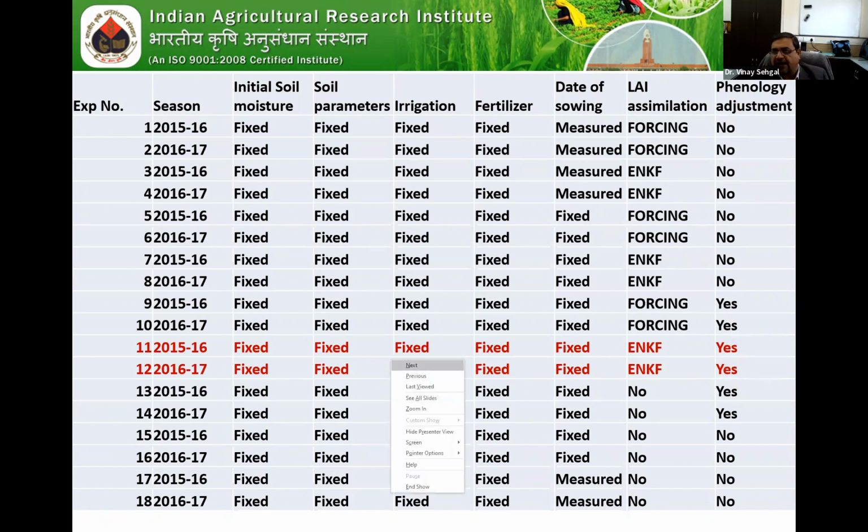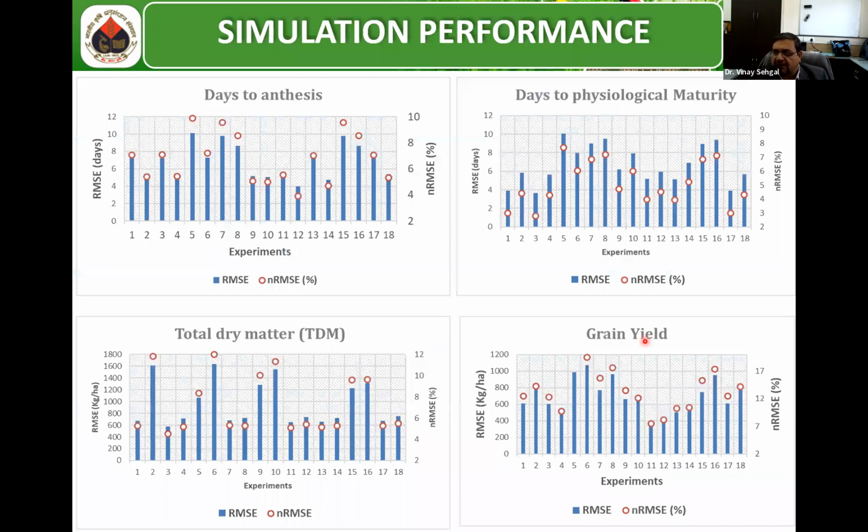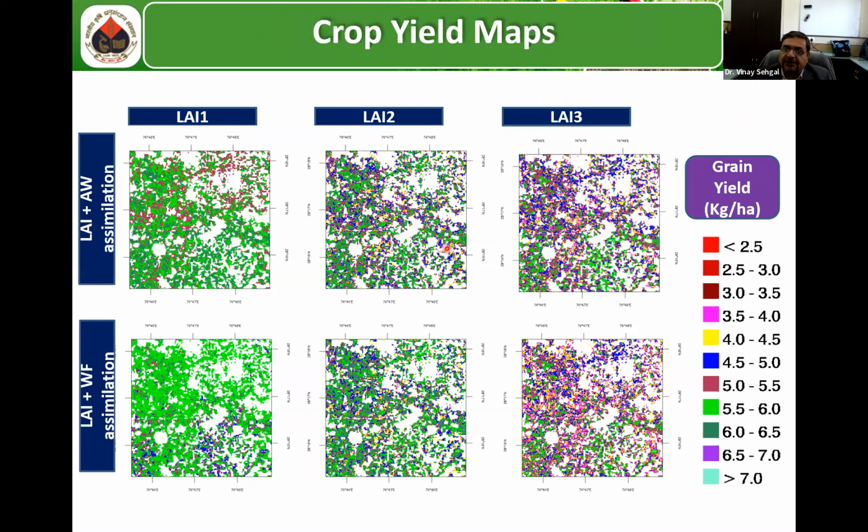By using that, we are finding that in grain yield, this type of experiment is producing the lowest RMSE, something like 350 kg per hectare. The same was true for total dry matter and phenology, days to anthesis and so on. Then we applied this whole technique over a larger area, to all the fields.